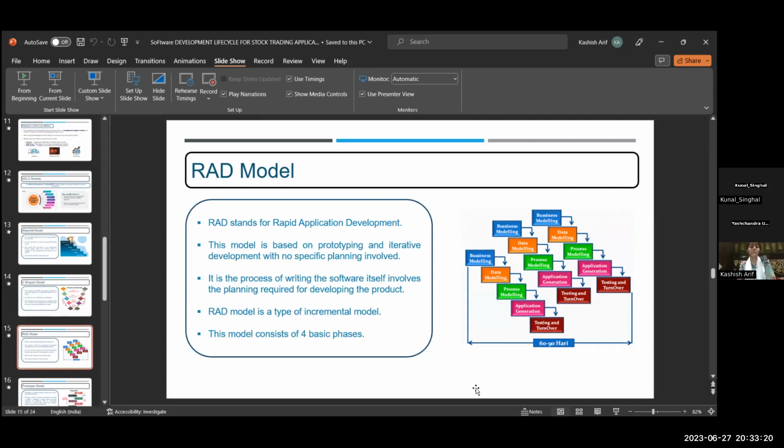This model consists of 4 phases. Basically, in this model we don't include the planning part. The basic phases are: business modeling, data modeling, process modeling, application generation, testing and turnover. In business modeling, we gather the information related to business. In data modeling, we gather the data. Basically, the RAD model is designed for the business.